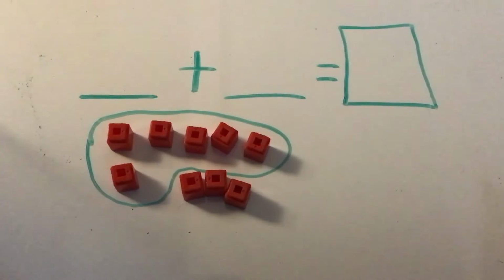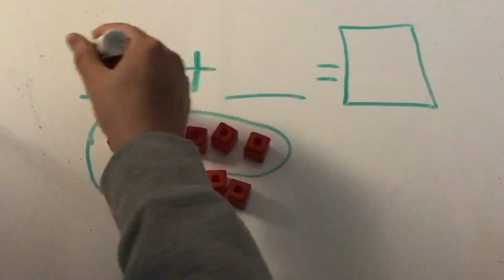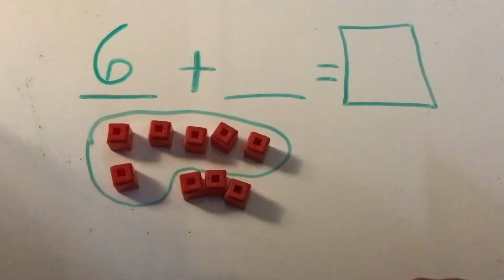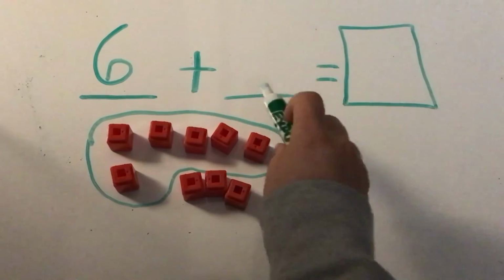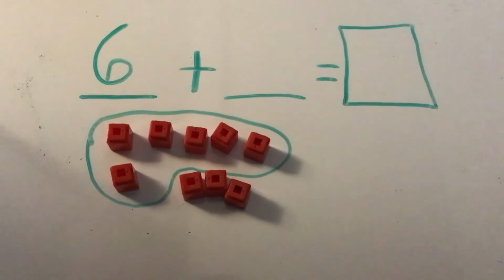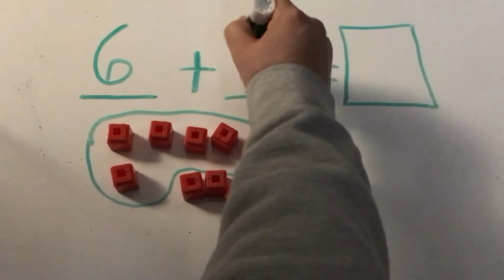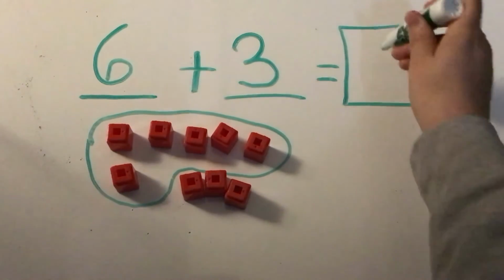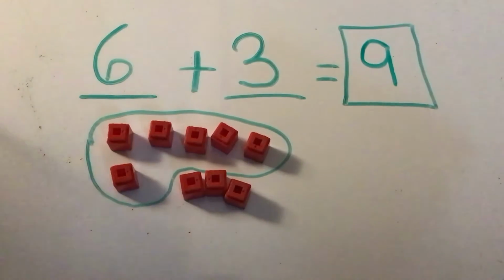How could we write a number sentence about this story? What number should I put in the first blank? It should be 6 because there were 6 bears in the forest first. In the next blank, what's the next number we should put? Right. 3 more bears joined. Now, let's talk about the blank after the equal sign, our mystery number. 9. 9 is all together. All the bears we had all together.